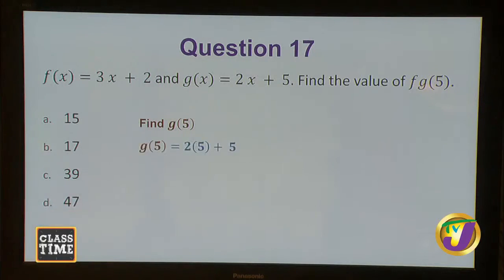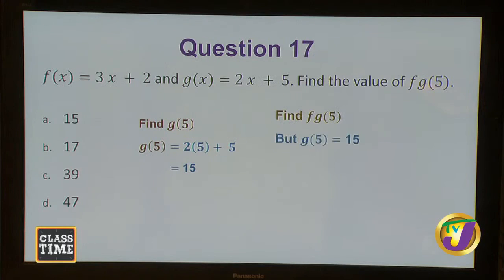So let's do that quickly. So g of 5 is now 15. 2 multiplied by 5, that's 10. Added 5, 15. All right, so what am I going to do with this 15 now? I know that g of 5 is 15. So I was originally asked to find f of g of 5. I know that's 15, so I'm now finding f of 15.